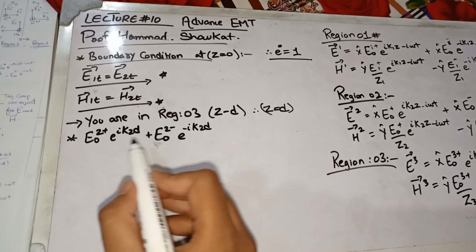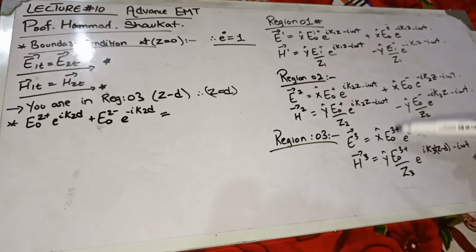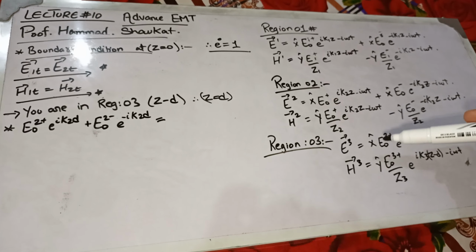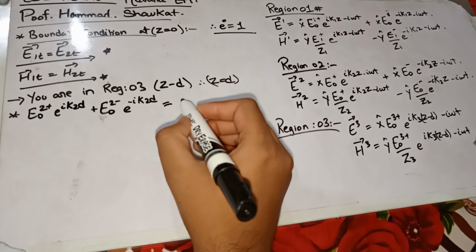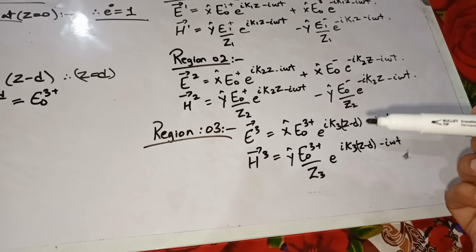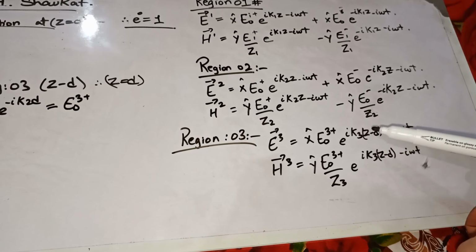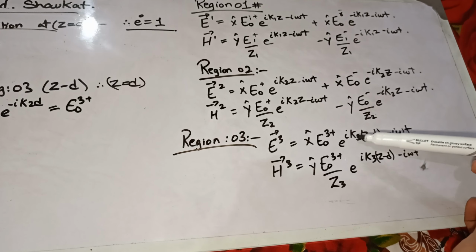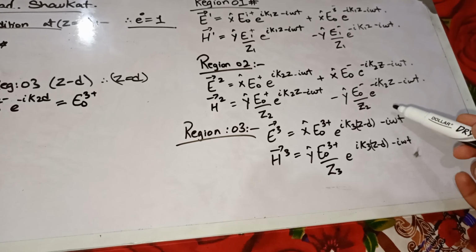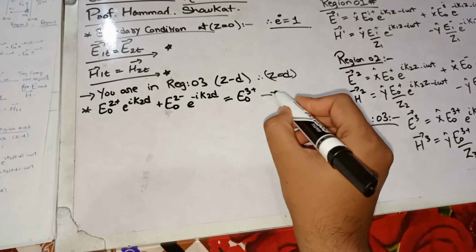So you have to equate the tangential component of the first region to the other region, which is this one. So x cancels already, and we are only left with E naught 3 plus. And you put z equals d here, because of the z equals d boundary condition, so d minus d is 0, e power 0 is 1, and you are only left with e power minus iota omega t. That cancels with this, so you are only left with this equation.